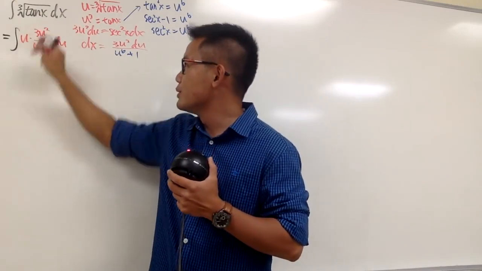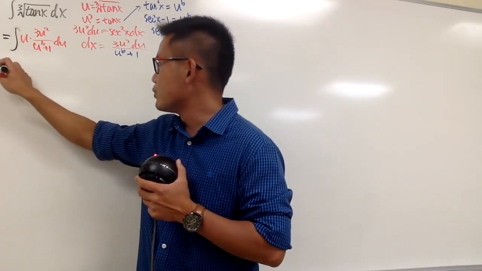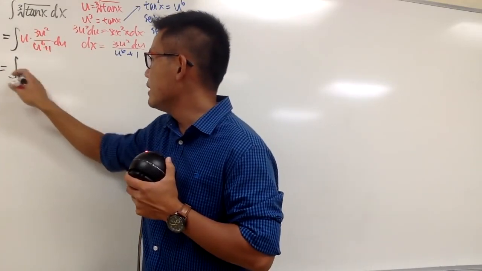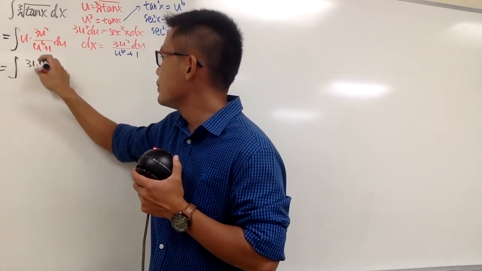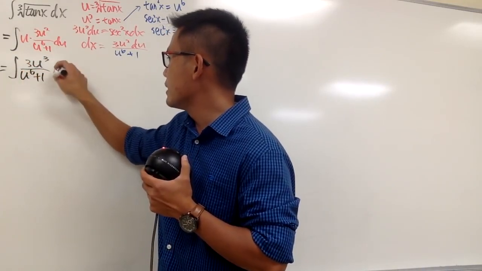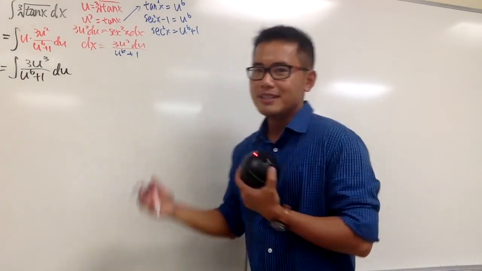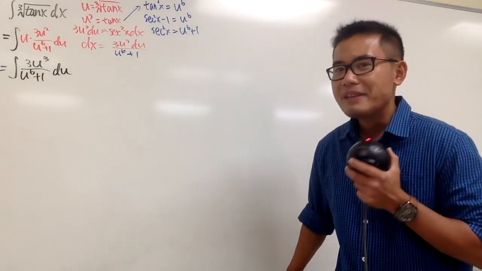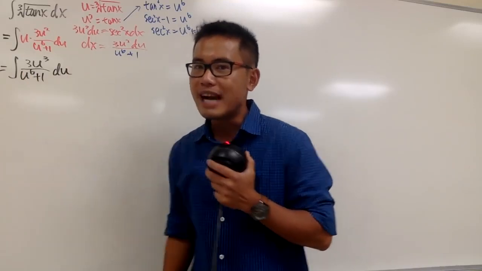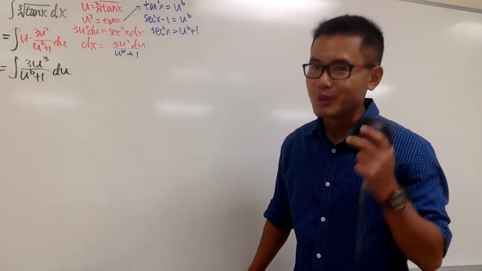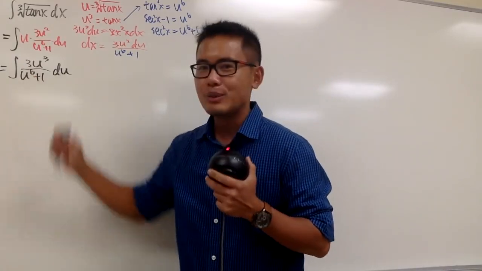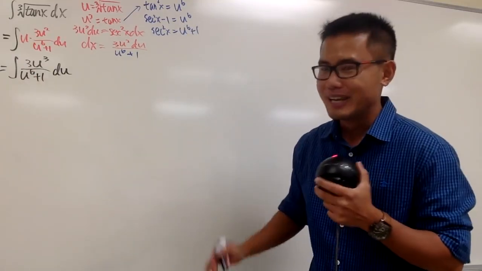And u times u squared is u to the 3rd power, and I will just write this down right here. I'm not going to put the 3 to the front. I will just write this down as the integral of 3u to the 3rd power over u to the 6th power plus 1 du. Okay, so this is the first step. And now, as you can see, we have a rational expression inside. To integrate this, you can try to do this by partial fraction. U to the 6th power plus 1, it's factorable, but you shouldn't do that.